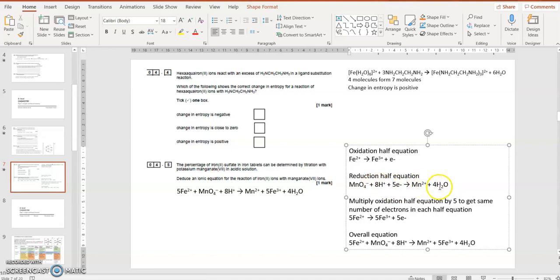8 H pluses. Now I've got to balance the charges. I've got 1 minus there and 8 pluses. I've got 7 pluses on the left hand side. I've got 2 pluses on the right hand side. I need to get both sides down to 2 plus to balance up the pluses. 7 pluses, so I need 5 electrons. 7 plus and 5 minus leaves 2 pluses, 2 pluses on each side. Now if I combine the two, I need to multiply the top equation by 5 to get 5 electrons on each side to cancel. So I have 5 Fe2 pluses, MnO4 minus stays the same, 8 H pluses stays the same, Mn2 plus stays the same, 5 Fe3 plus because I've multiplied this top equation by 5, and my electrons will cancel, and I've got 4 water.